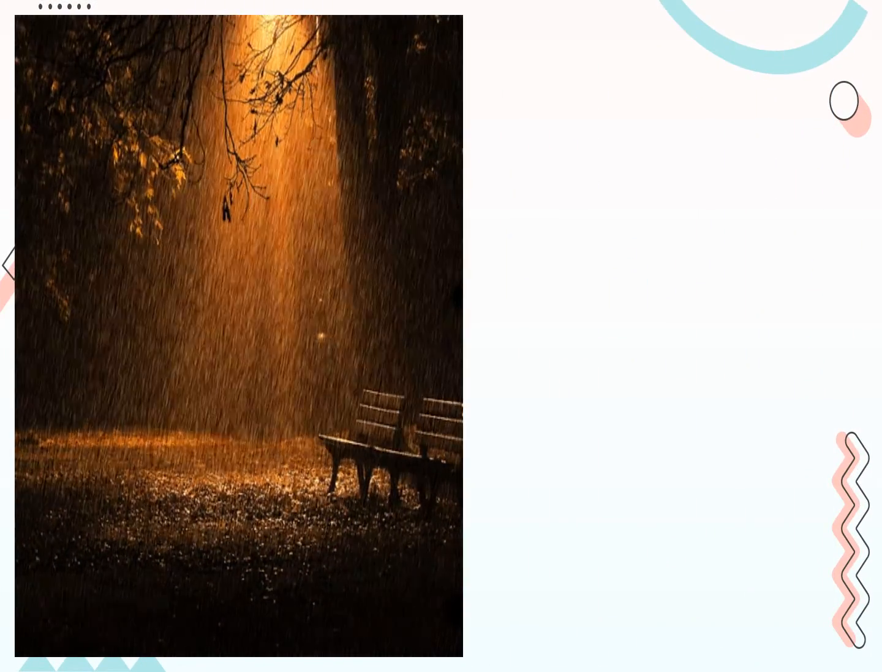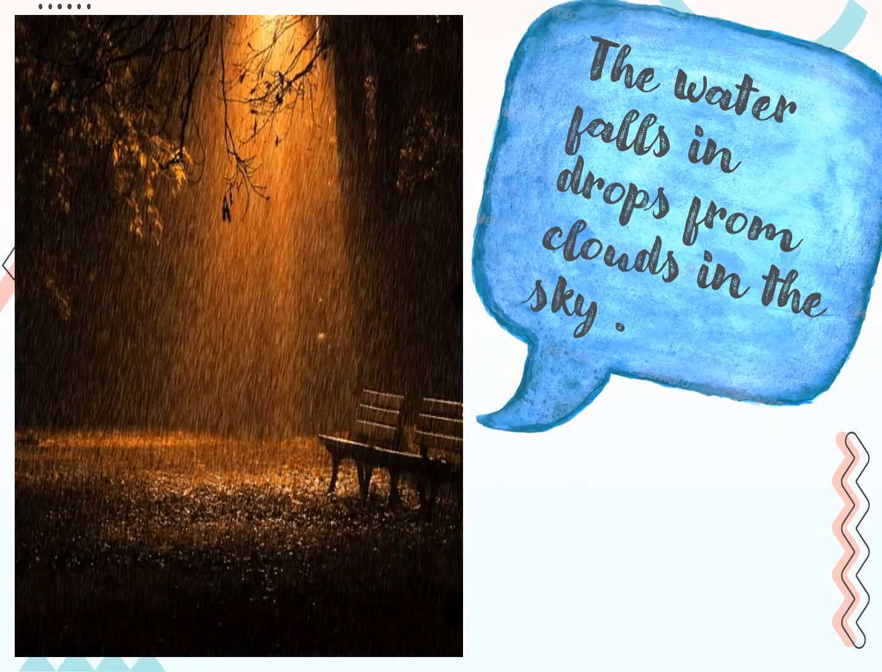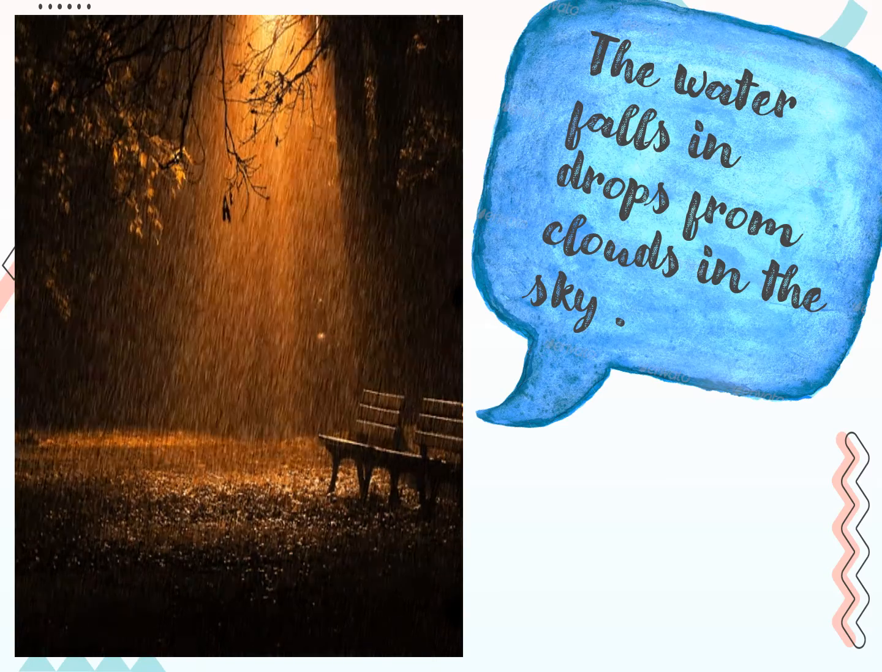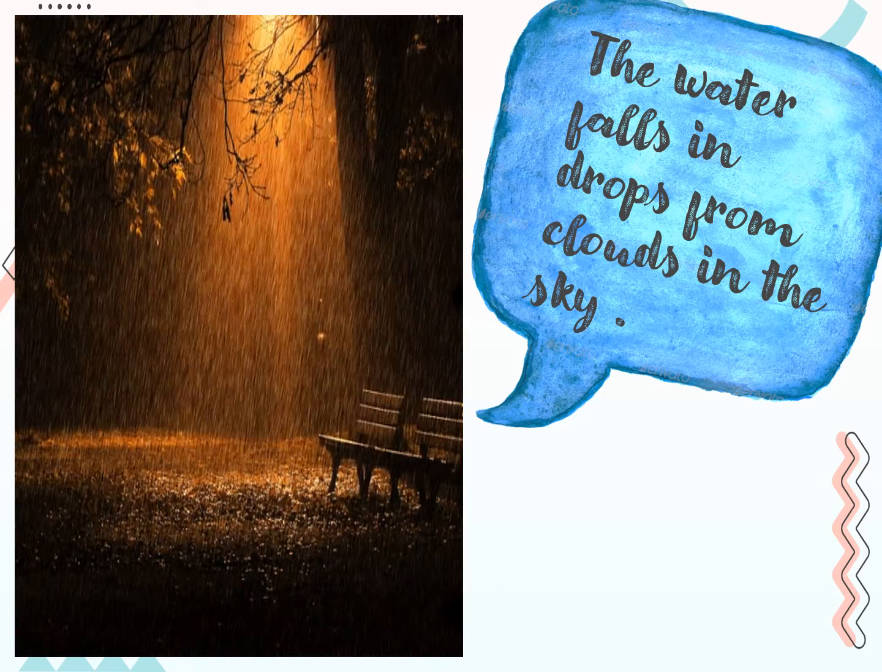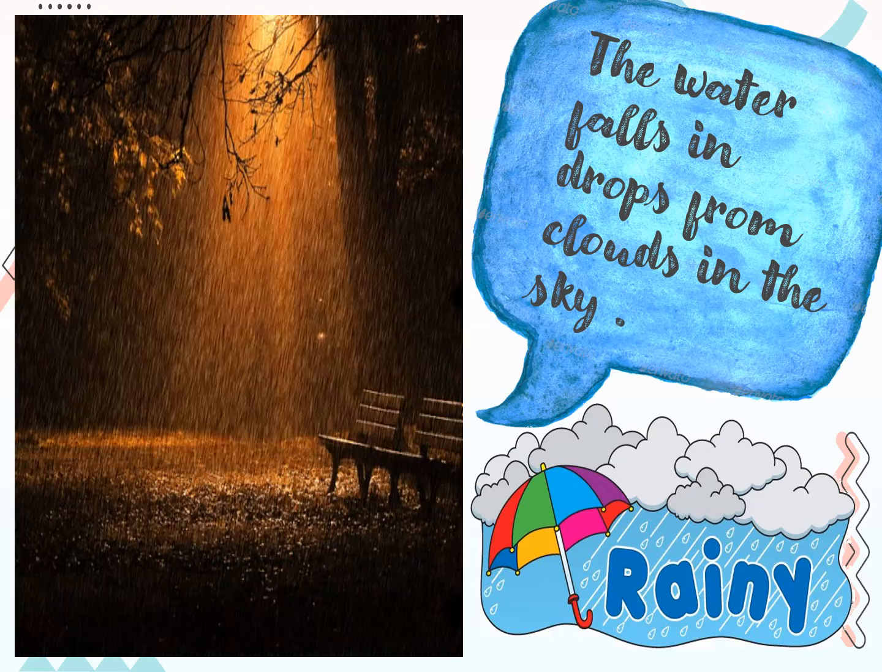How about this one? So how is the weather? What type of weather do we have? There is water falling from the sky. Right, so today we have a rainy day. So when you see water falling from the sky, it is a rainy day.